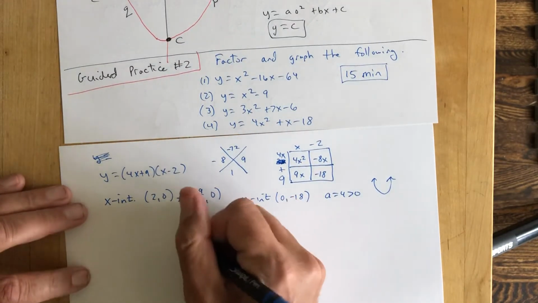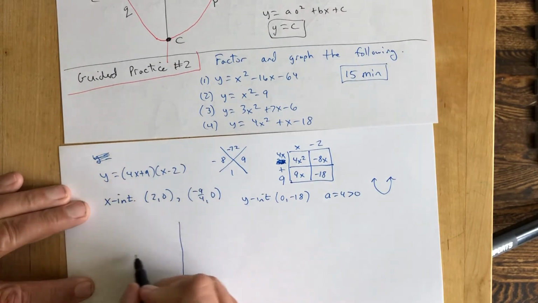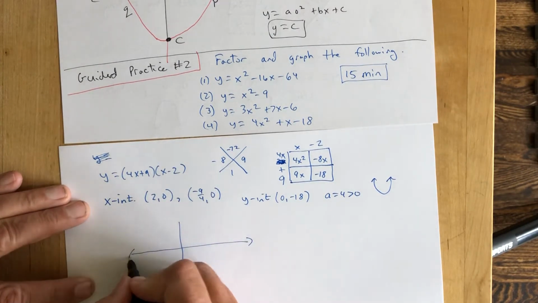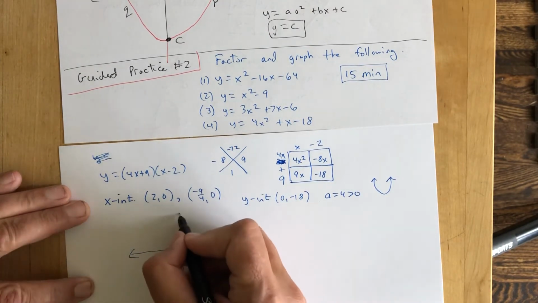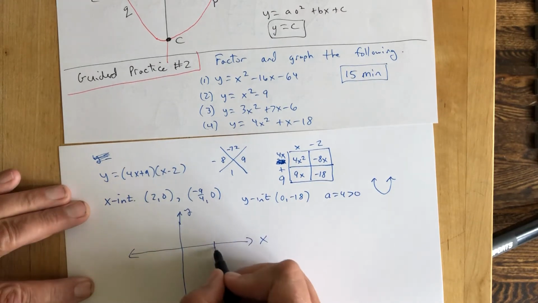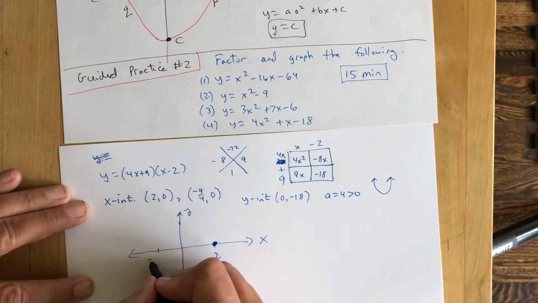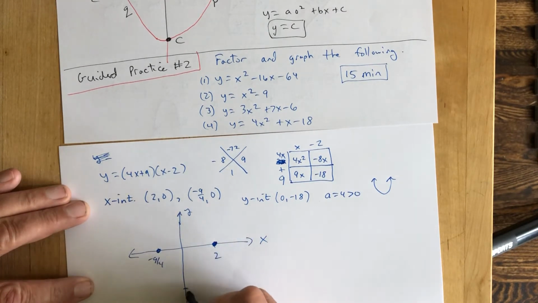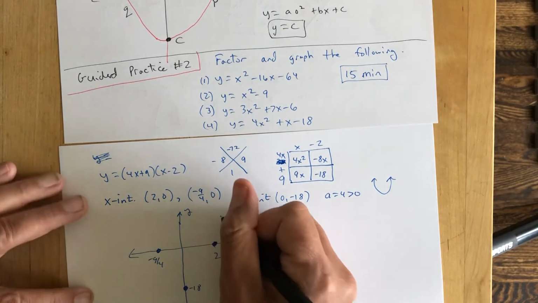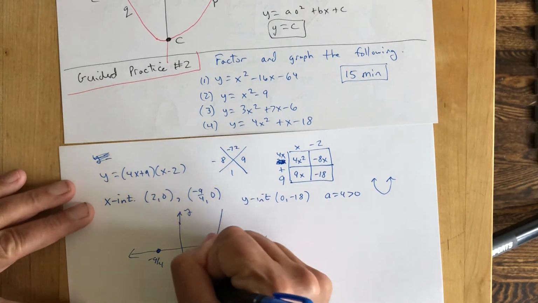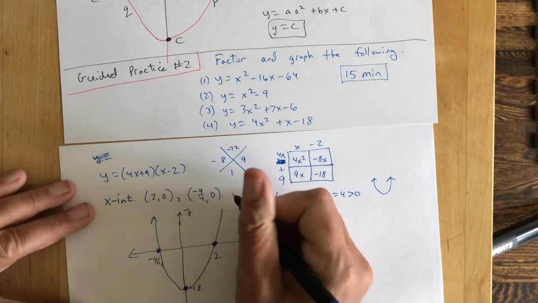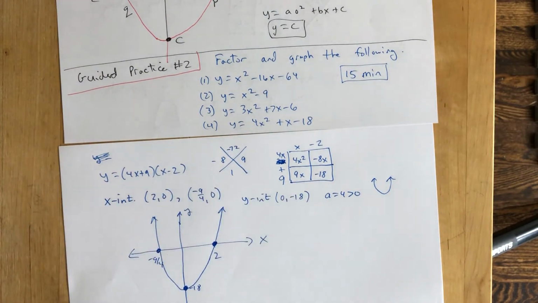So let's sketch our graph now. There's the x-axis. So there's a zero here at 2. There's another zero over here at minus 9/4. There's a y-intercept at minus 18. And this thing opens up. There it is. It's our best sketch.